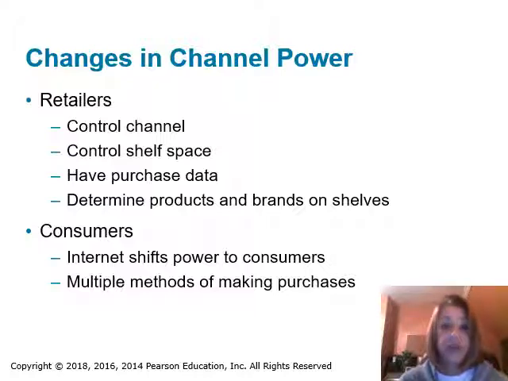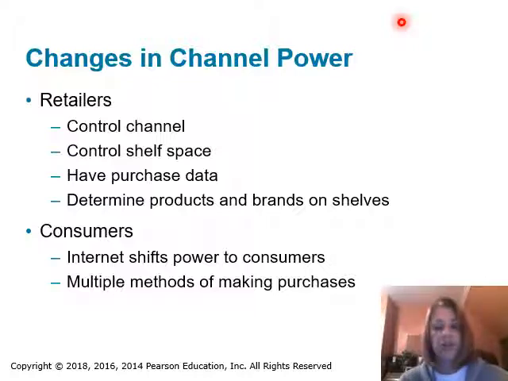Channel power has changed and is continuing to change. For the first 60 or so years in the 1900s, channel power resided with the manufacturers, such as Procter & Gamble. It then shifted to the retailers, especially large chain retailers like Walmart. Retailers controlled the shelf space. They had purchase data and determined what products and brands went on the shelves. Consumers had to buy whatever brands the retailers stocked.